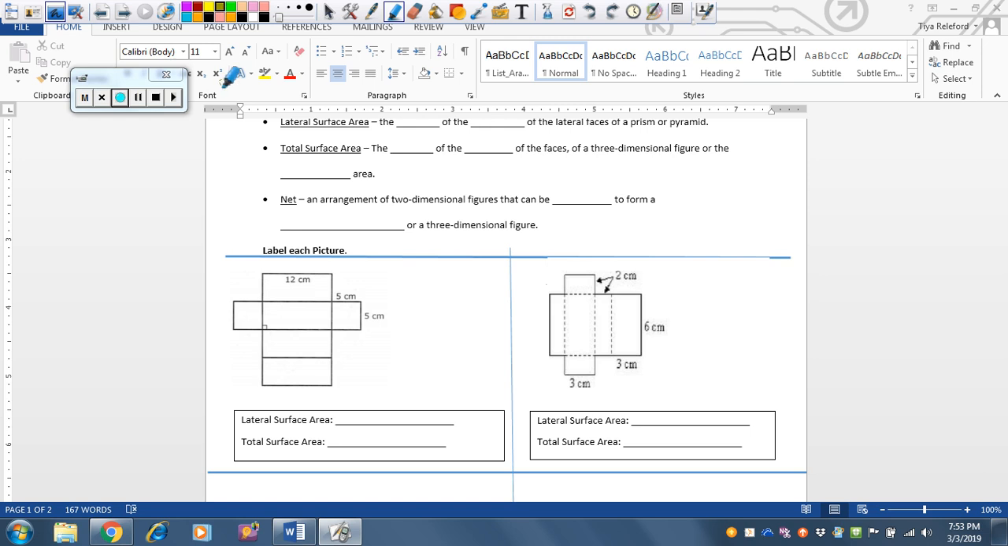Okay, so we said surface area is the same thing as area of composite figures. There's no difference other than lateral is just the sides. So I want you to highlight or underline lateral and write sides right there.